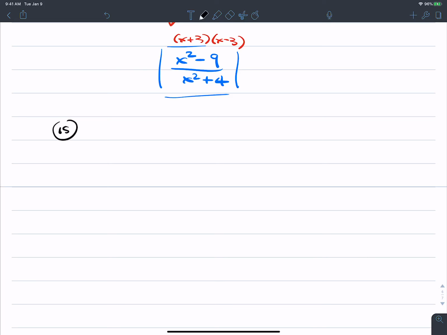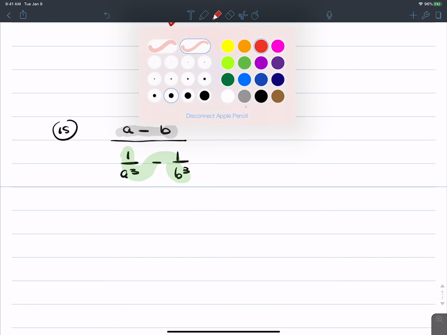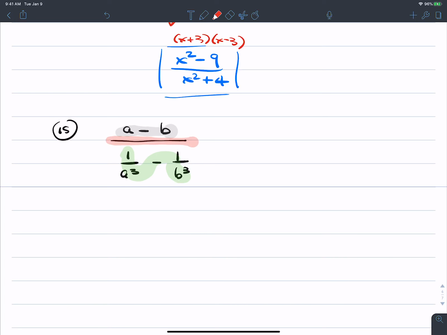We now have 15. (a minus b) over (1 over a cubed minus 1 over b cubed). So we have a difference here on top. There's no fraction. And in the denominator again, we have a difference of 2 fractions here. So the only work we need to do initially before we ultimately divide would be the work on the bottom, in the denominator, the work in green.